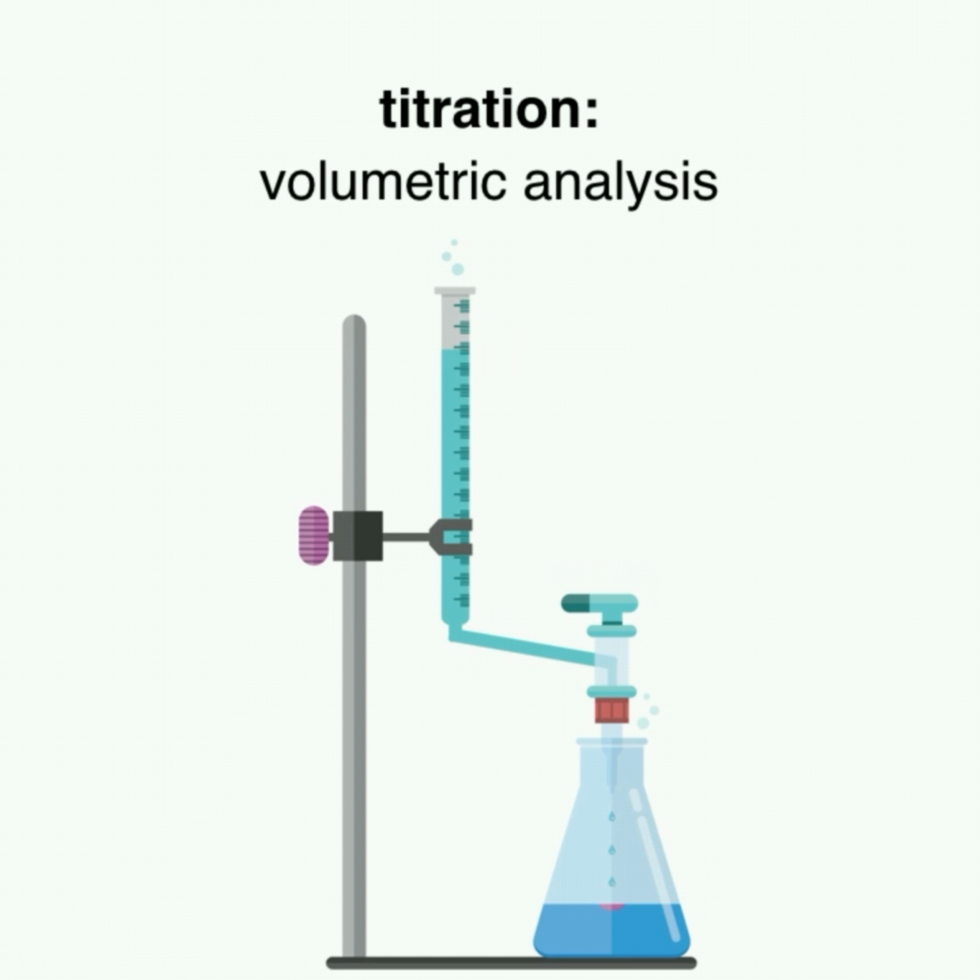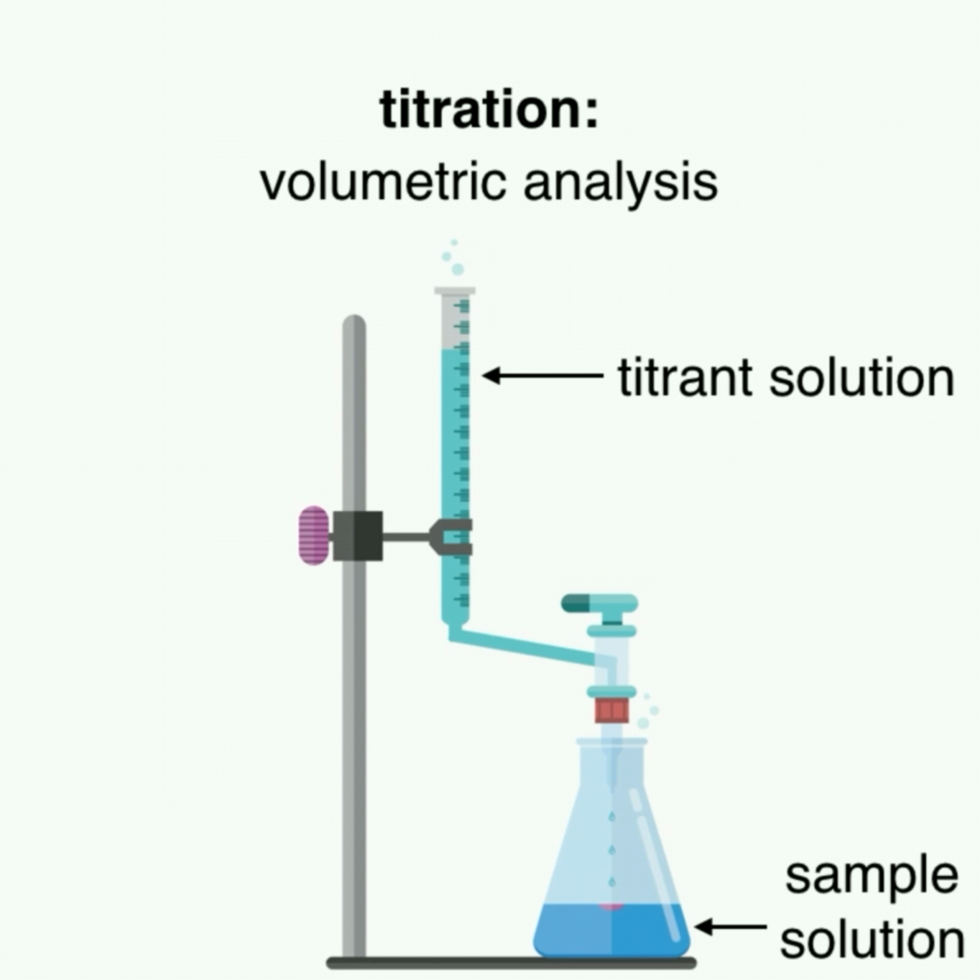To perform an acid-base titration, you must have a burette filled with the titrant solution, which has a known concentration. You must also have a flask containing the sample solution, which has an unknown concentration. You slowly release the titrant solution into the flask and let the two solutions mix. You continue to add the titrant until the endpoint is observed.